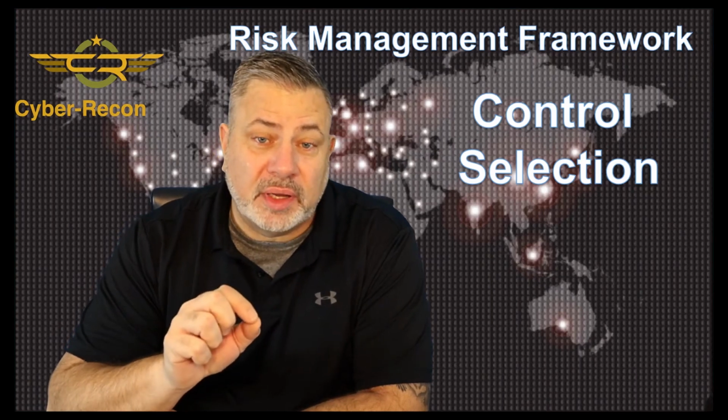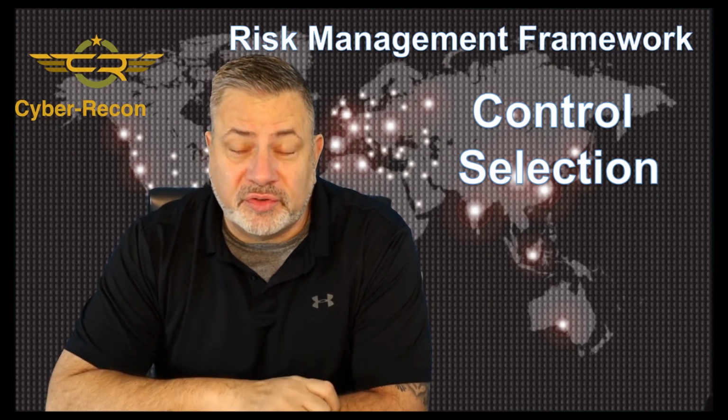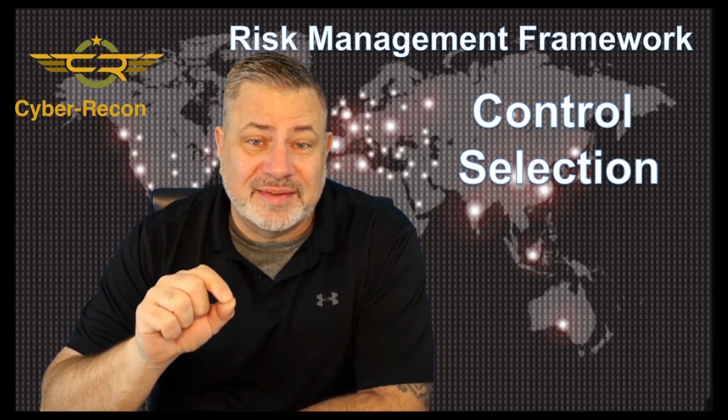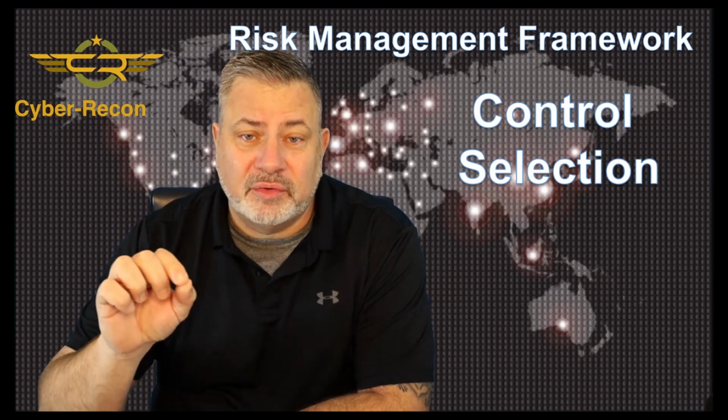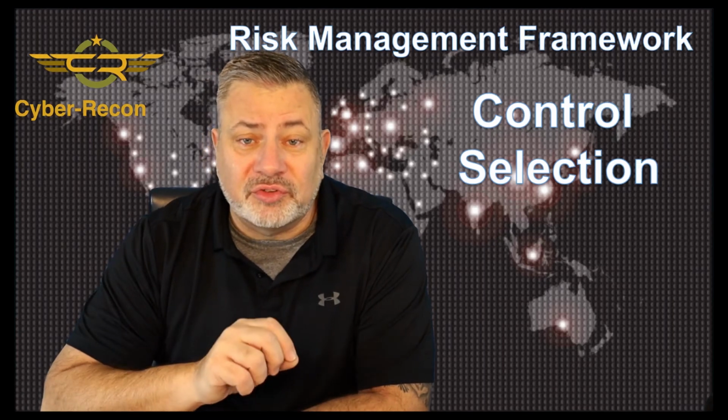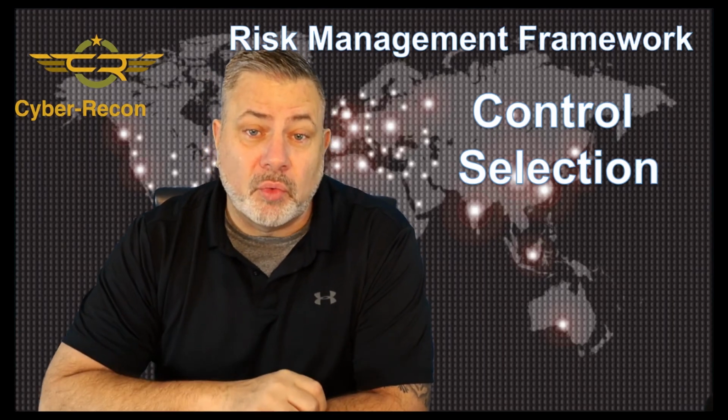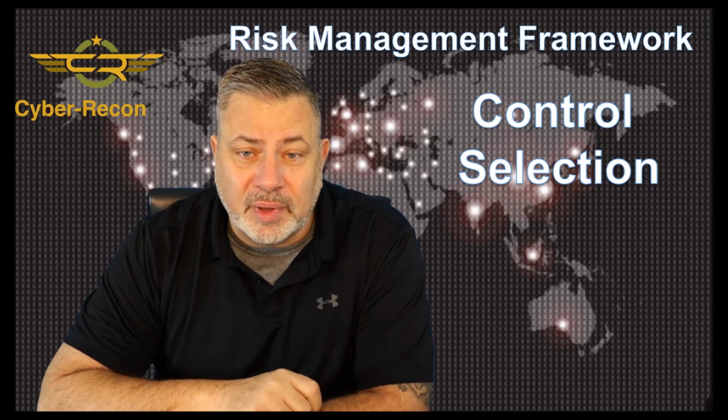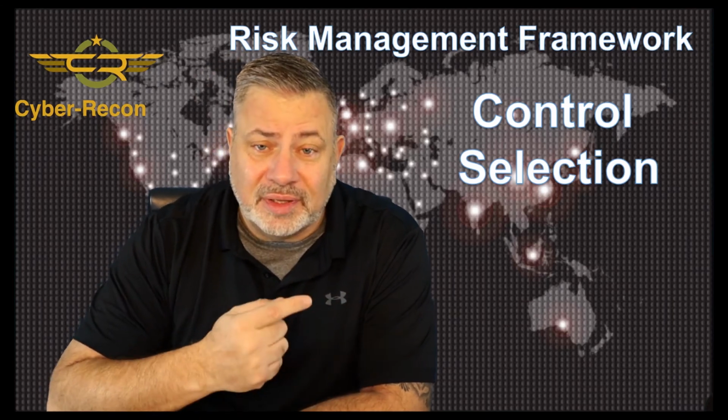Now that you've categorized the information types and your information system, you've made it to the select step. This first task in the select step, we're going to select the control baseline that you'll use to start building the controls that'll be required for your information system. First task, control selection. Let's jump into it.